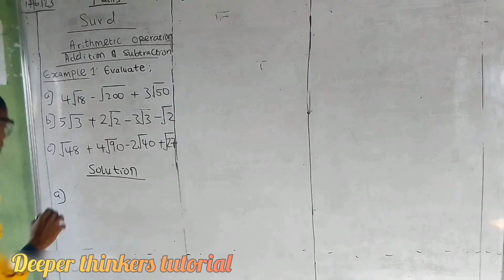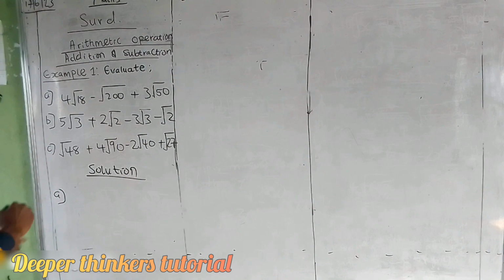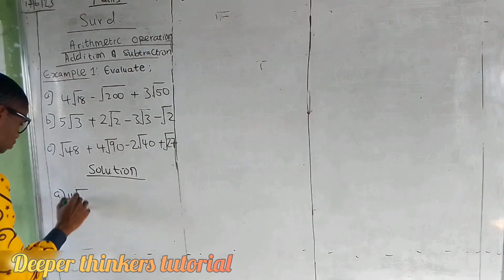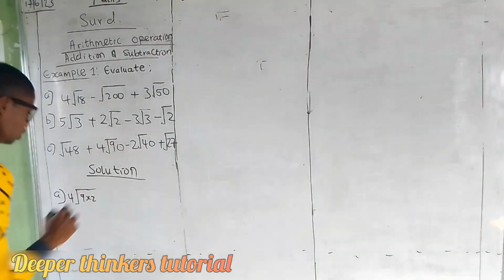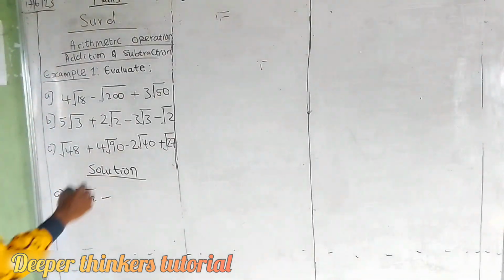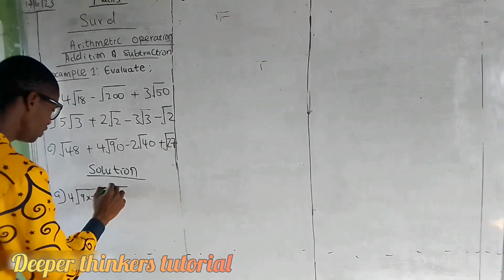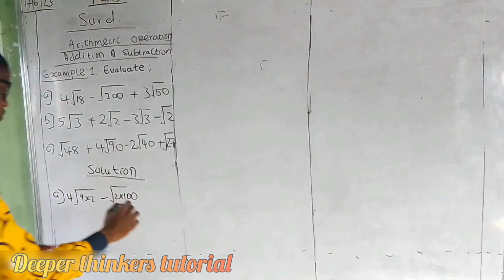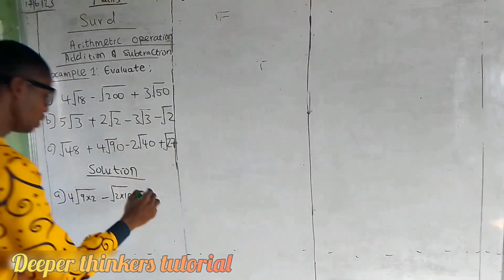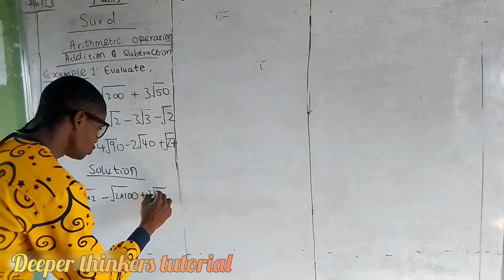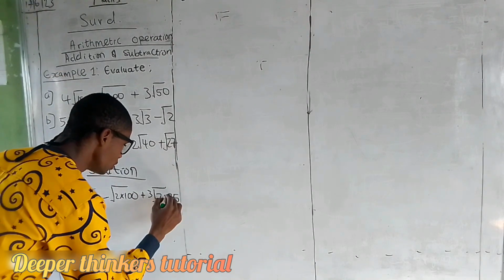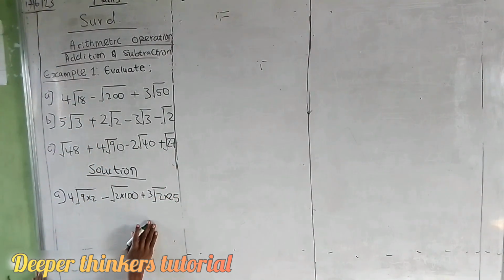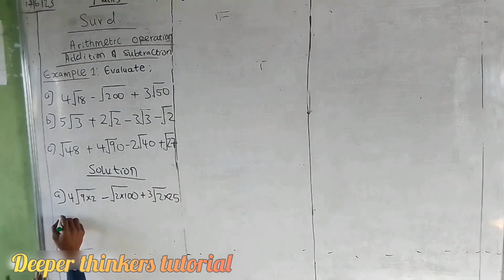We have a here. Now, what is the perfect square in this 18? We have 9. So 9 times 2 is what will give us 18. Then minus 200. What is the perfect square in 200? 2 times 100, or 100 times 2. Then plus, what again do we have for this 3 root? We have 2 times 25. So from here now, I've already got my answer. I'll have 4.